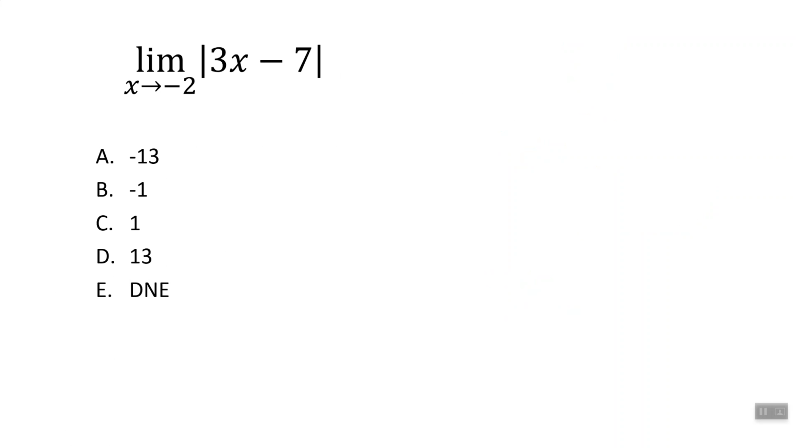Now you're supposed to try one here. We want the limit as x goes to negative 2 of 3x minus 7 inside the absolute value bars. Remember, absolute value bars make everything positive in the end. Take a couple of seconds and see if you can work this out.